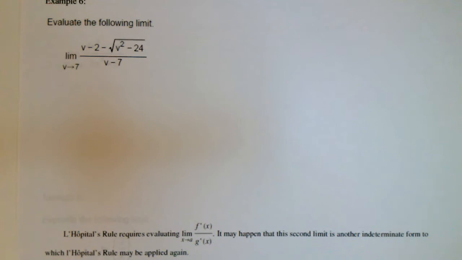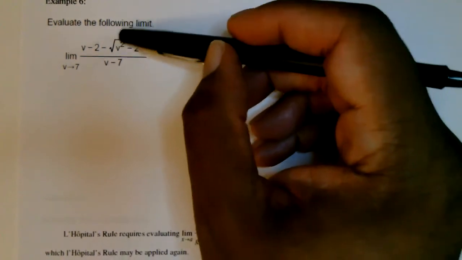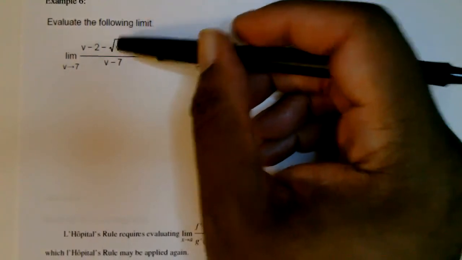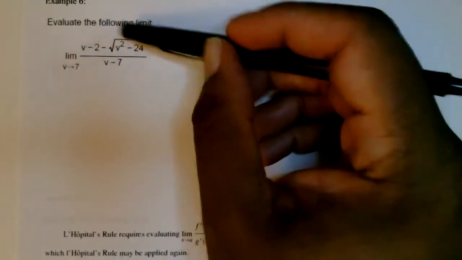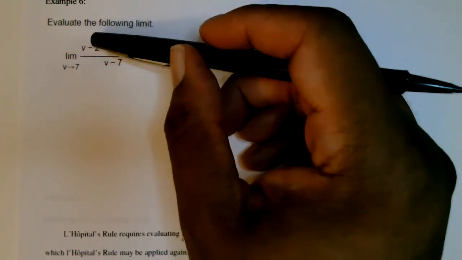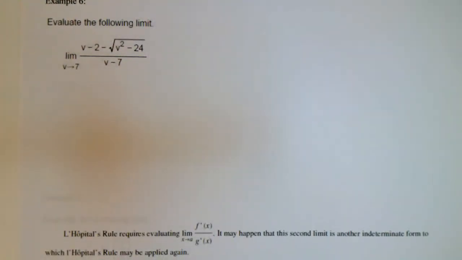All right, here's another example of something that has 0 over 0. The limit as v approaches 7 of v minus 2 minus the square root of v squared minus 24, divided by v minus 7. And I will get a 0 over 0 in this case because replacing the v with 7, this is 49 minus 24, which would be 25. The square root of 25 is 5. 7 minus 2 is 5. 5 minus 5 is 0. And of course, I get the 0 in the denominator as well. So we'll have to apply L'Hopital's rule.